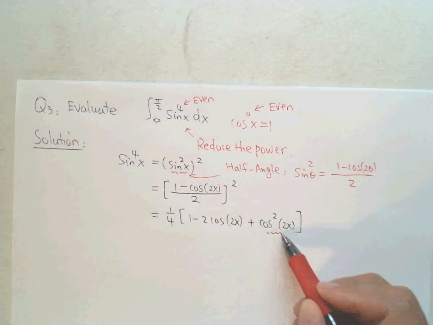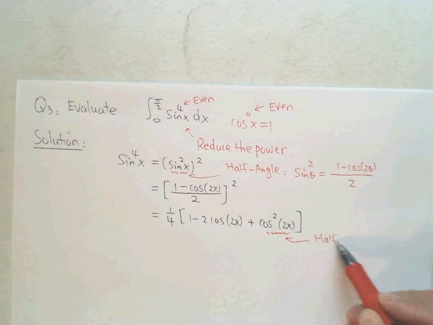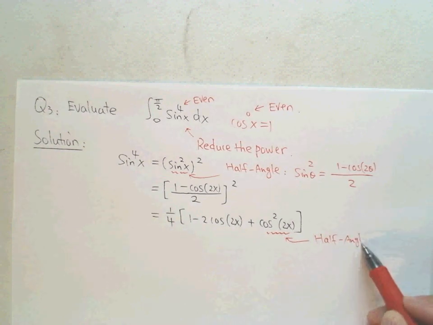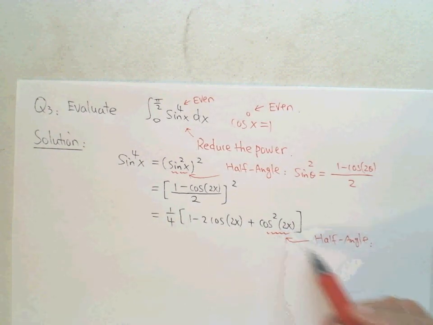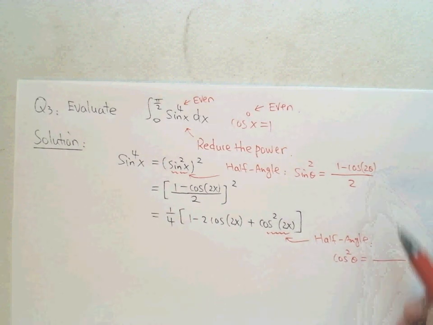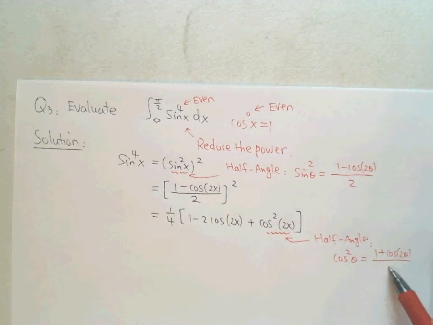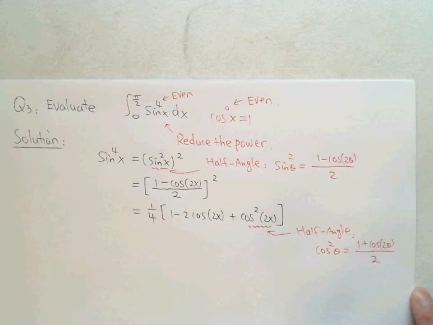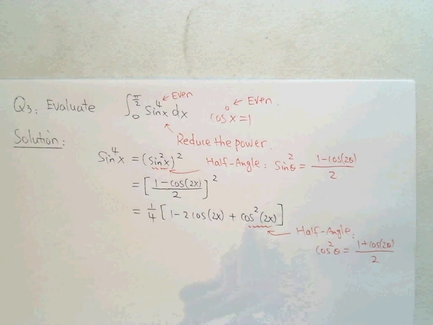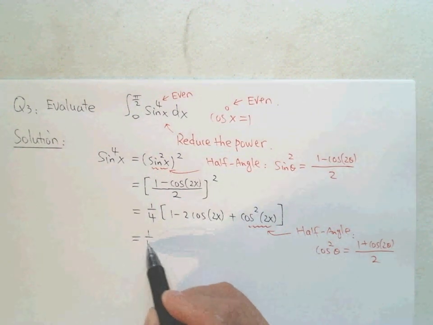It's still a power, but we can use the same strategy. This power we can reduce one more time. We still can use the half angle to reduce the power. The half angle for cosine is very similar to that, but it's 1 plus. This is a very famous formula in trigonometry, if you remember it. So plug this in, see what we get.